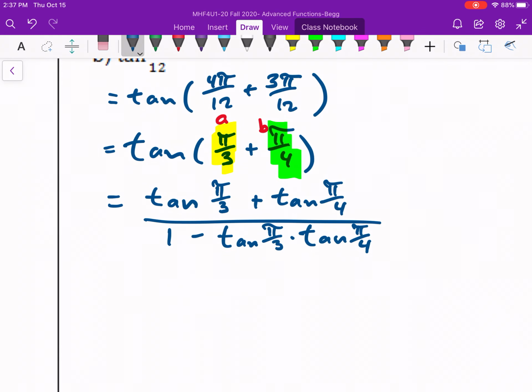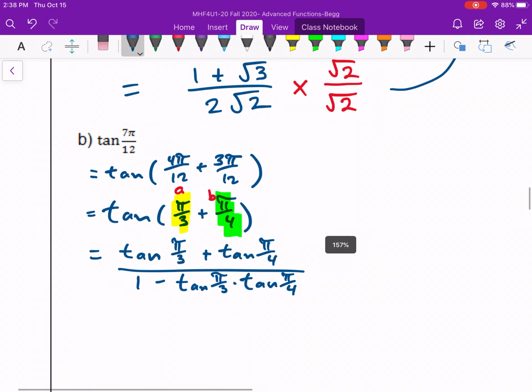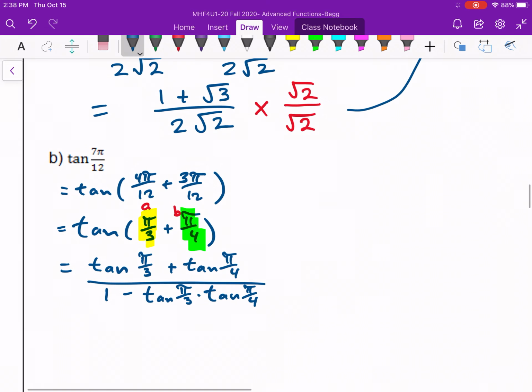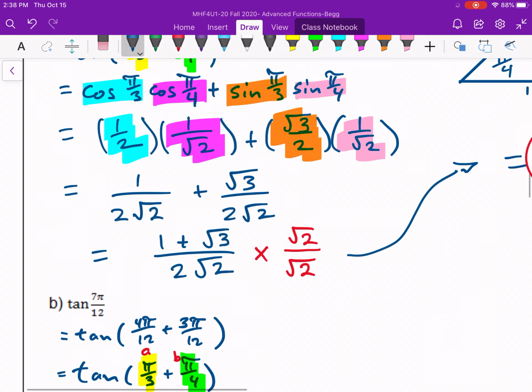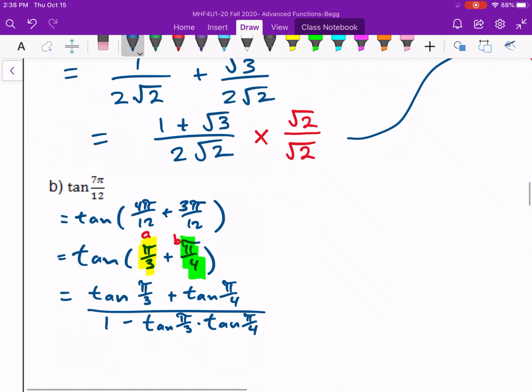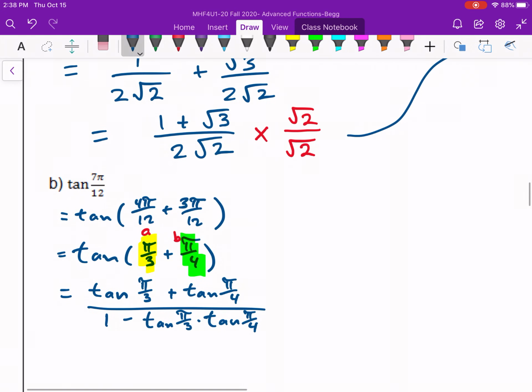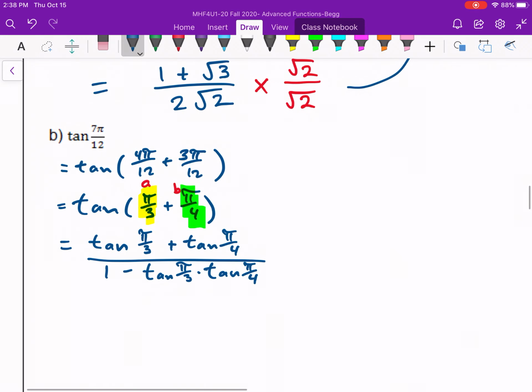So this formula looks a bit more awkward because it's got the fraction built into it, but we're going to do the exact same thing. Really, in this case, we've only got two different things we have to do. We have to find out what tan pi over 3 is, because it turns up twice, and then tan pi over 4 also turns up twice.